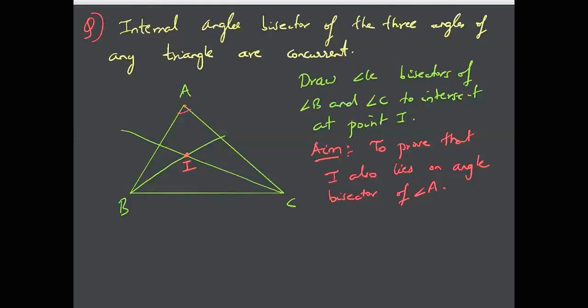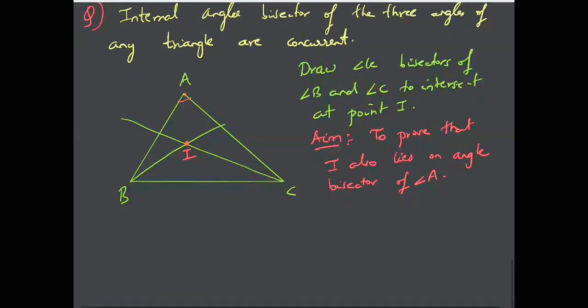Fine. So let us discuss this one. Since I lies on the angle bisector of angle B, it means that I is equidistant from the line segments BC and AB, right? So let us say this is the perpendicular from I to BC and this is the perpendicular from I to AB. Say this point is D and say this point is F, and say this is the perpendicular from I to this side. So this point is say E.